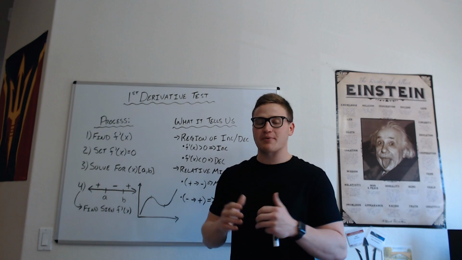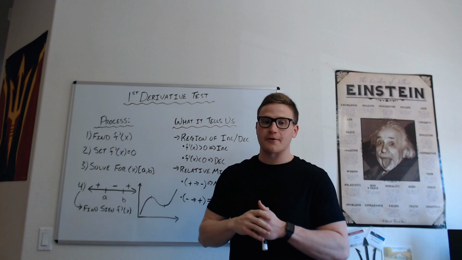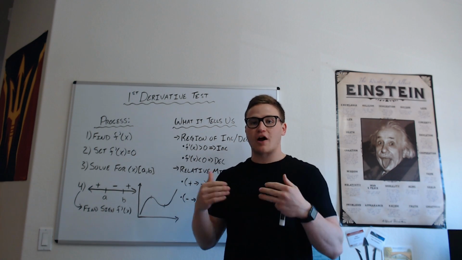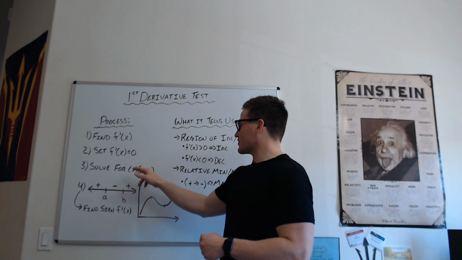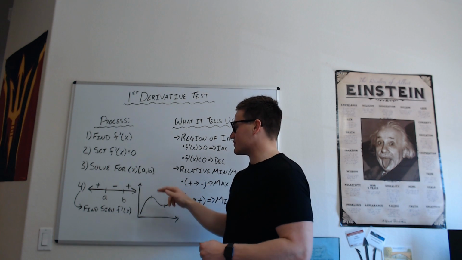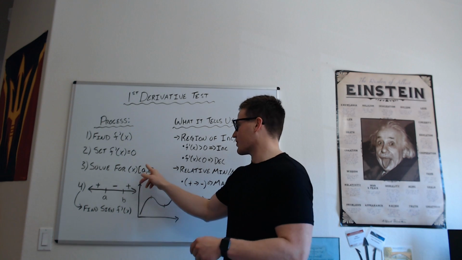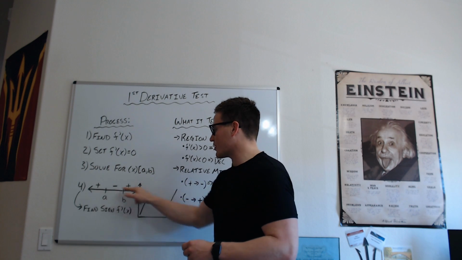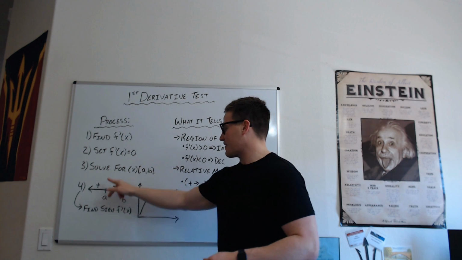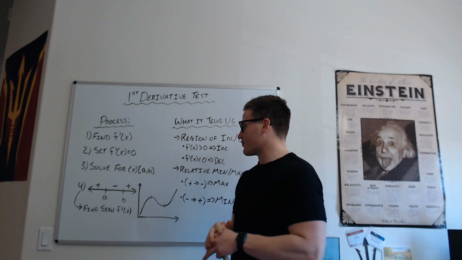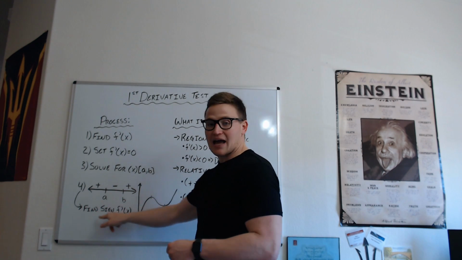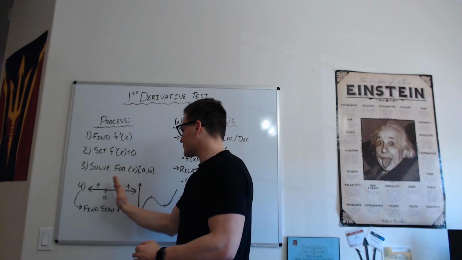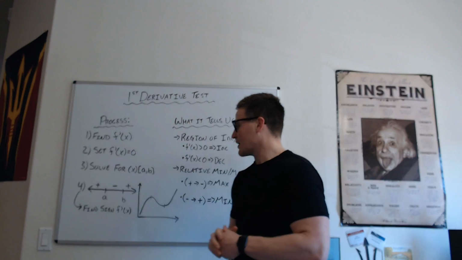So after we find f prime of x, we're going to set it equal to 0. So now we've got f prime of x is equal to 0, and we're going to solve for x. After solving for x, say we get two values that satisfy the equation to be 0, and we're going to call these points a and b. After we have these values, we're just going to put them on a simple line chart and have a and b, and then from there, we want to find the sign of f prime of x to the left of A, in between the 2 points, and then to the right of B.